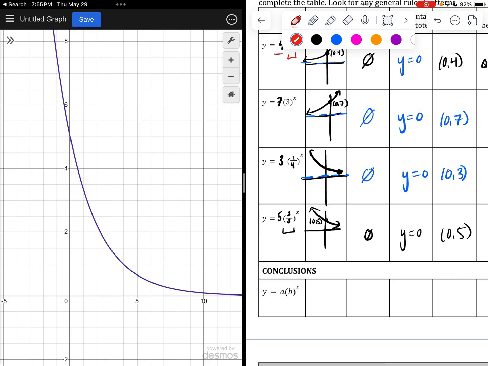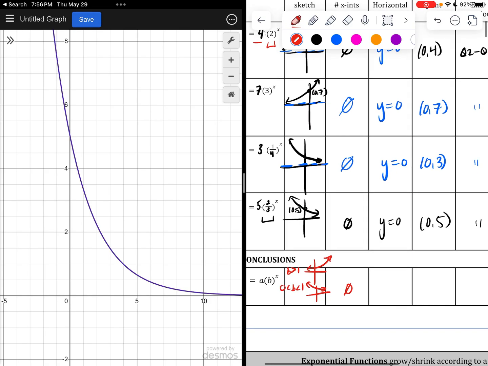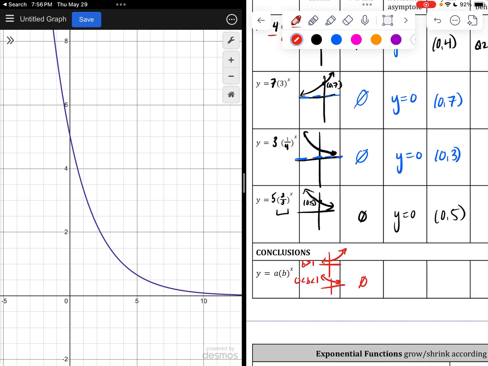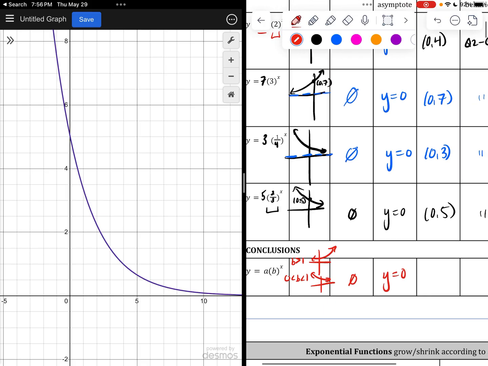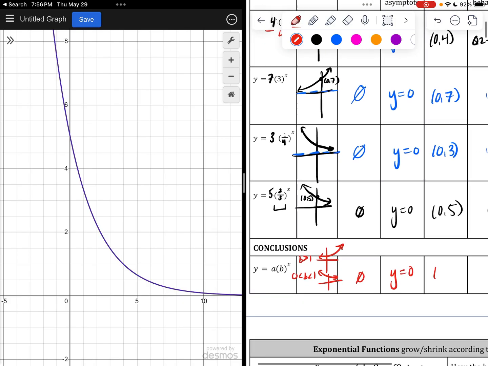Okay, so if we have a graph where the B value is greater than 1, it's going to look something like this, like it's increasing. But if we have a fraction, so I'm going to write that as something between 0 and 1, it's going to look like it's decreasing. In neither scenario did we have x-intercepts. Okay, in both scenarios, the y-intercept was 0. The horizontal asymptote was 0.